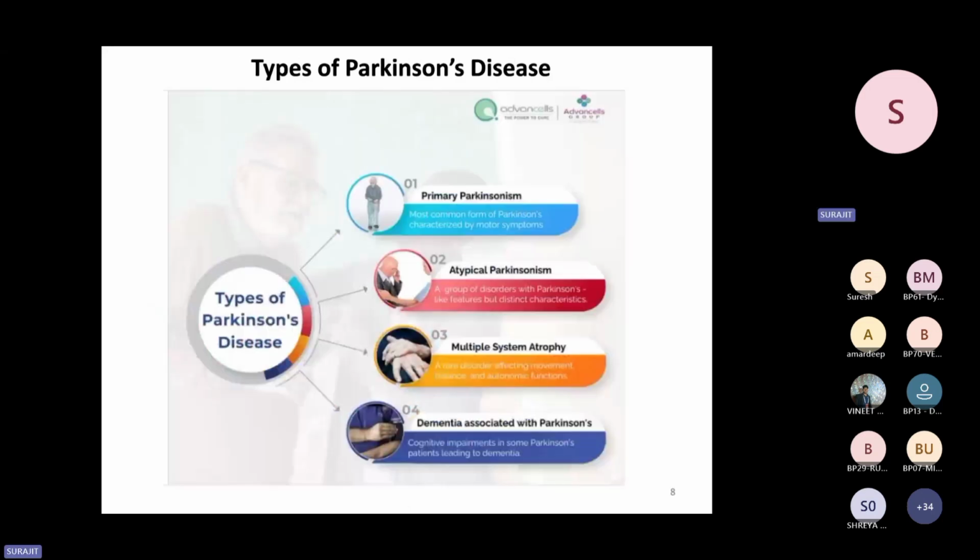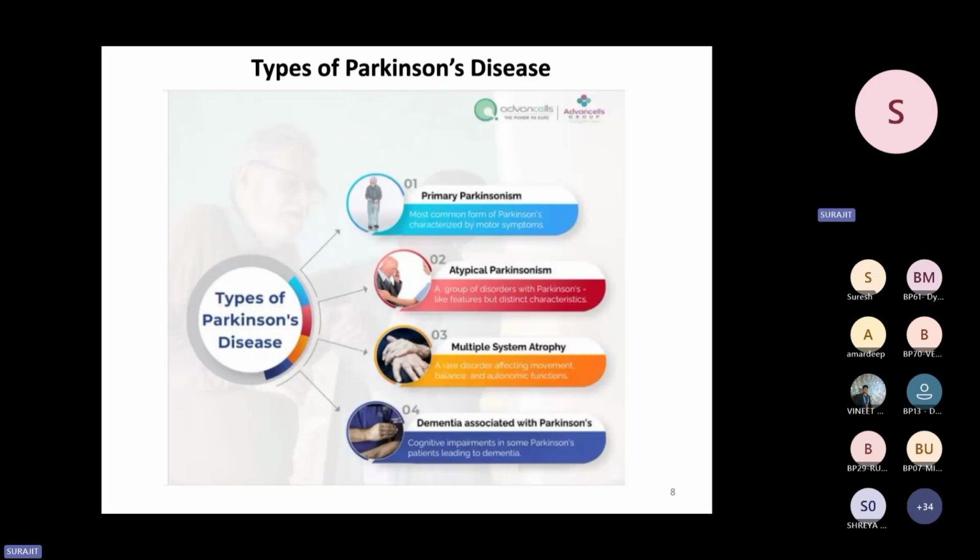Then, different depending on their various types, Parkinson disease can be differentiated, can be classified, into various types. One primary classification of Parkinson disease, depending on its cause, is primary Parkinson, atypical Parkinson, multiple system atrophy, and dementia associated with Parkinson, of which primary Parkinson is the classical Parkinson, which is called idiopathic Parkinson. Now, idiopathic, in brief terminology, we can understand as a Parkinson without any known cause.